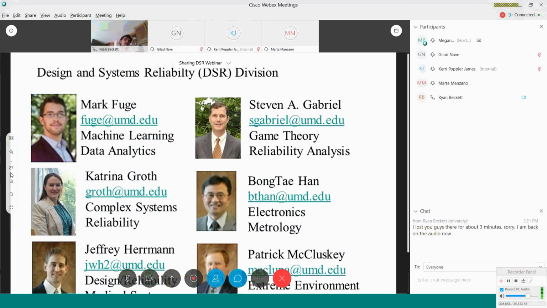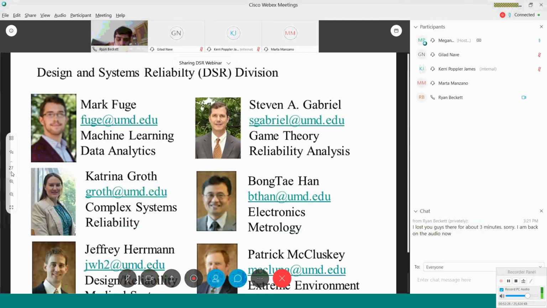Professor Fugue is our expert on machine learning. Professor Gabriel looks at game theory and reliability assessment. Professor Groth is involved in understanding the reliability of systems for critical infrastructure. Professor Hahn looks at metrology and how we measure characteristics of electronics. Professor Herman's in our design reliability group, while I do the extreme environment and mechanical design of electronics.